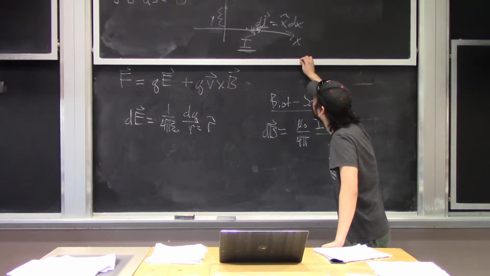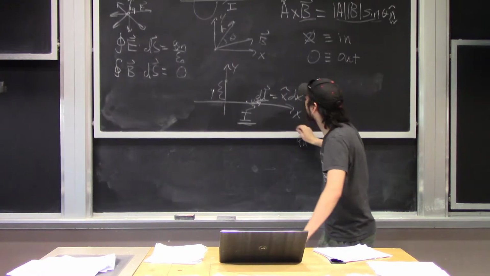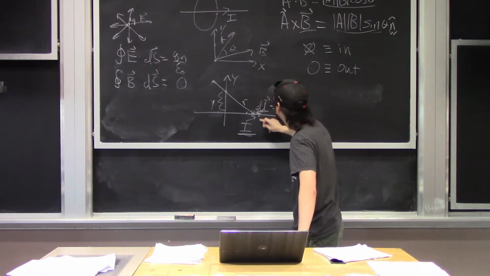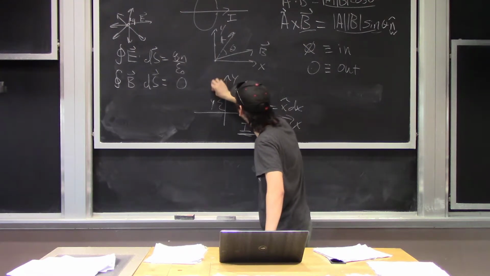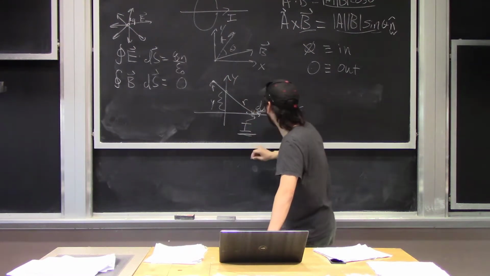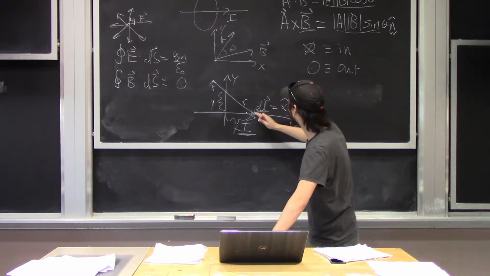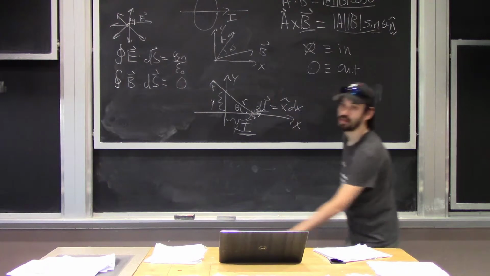Now here's the part that I could have defined a little bit better. I can draw the vector that points from this dl to the point of observation. This is going to be some r hat. This is r, with a length of x. And so this is r hat and this is dl. I called this angle theta.